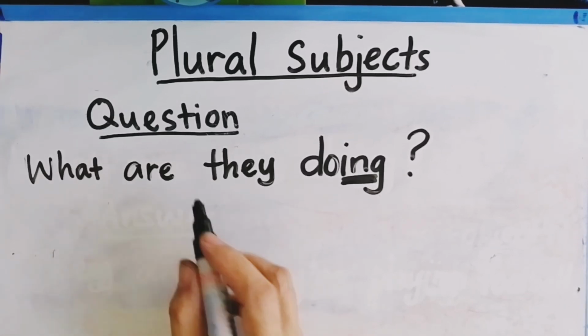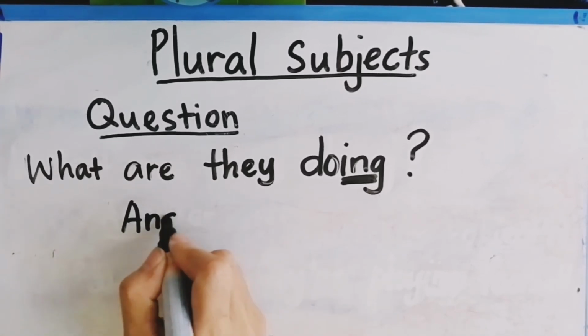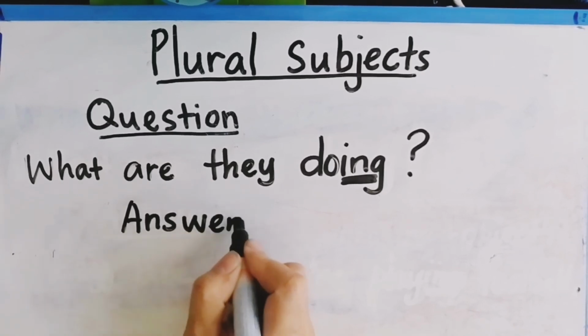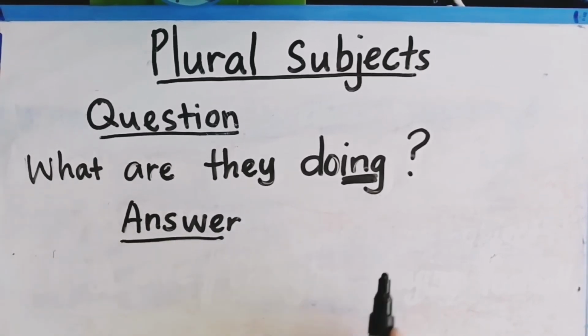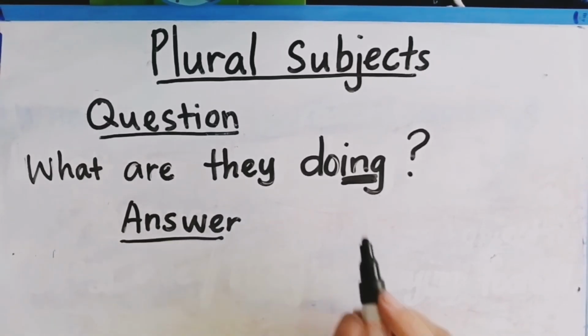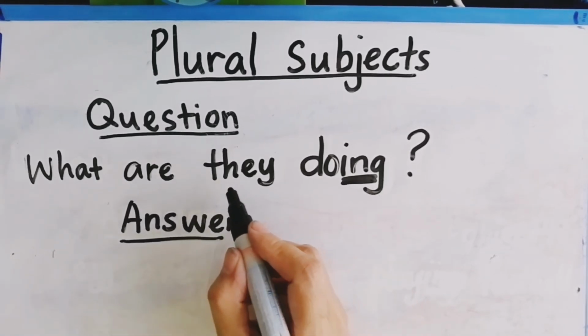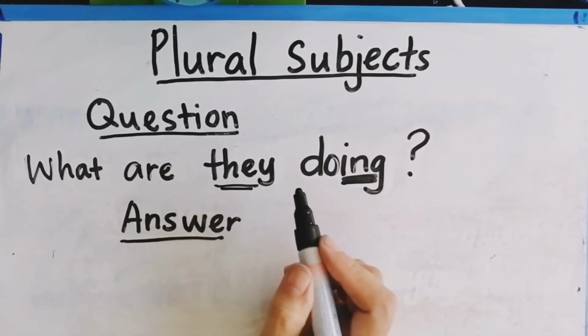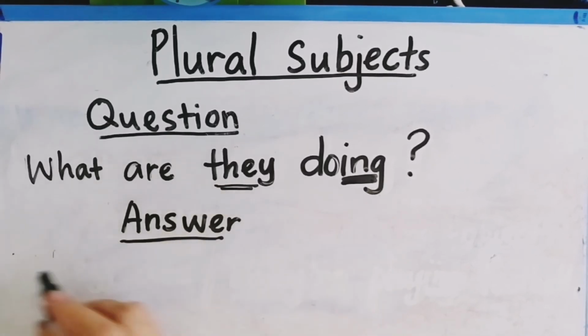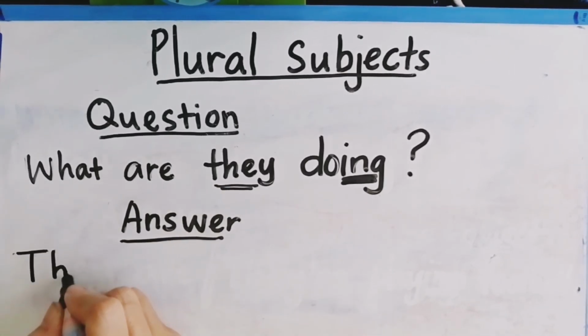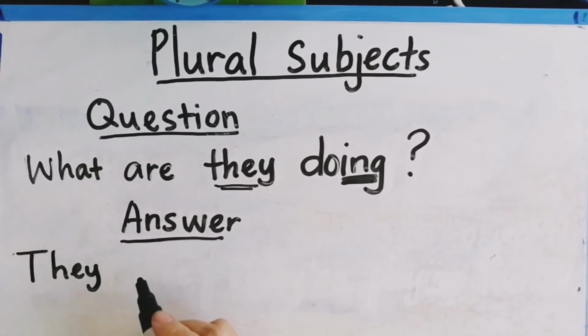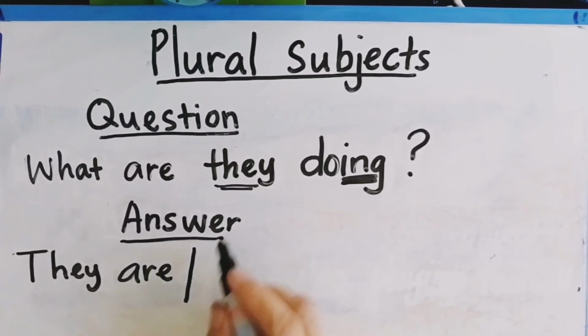And now to answer the question. Begin your answer with the correct subject. Look at the question. The subject here is they. So you need to begin your answer with they. Then the verb to be for they is are. They are, or in the contraction form, they're.